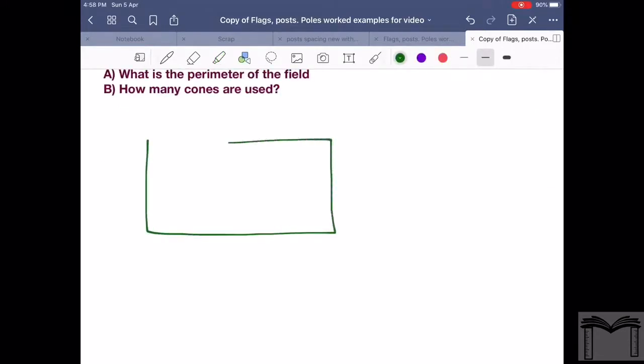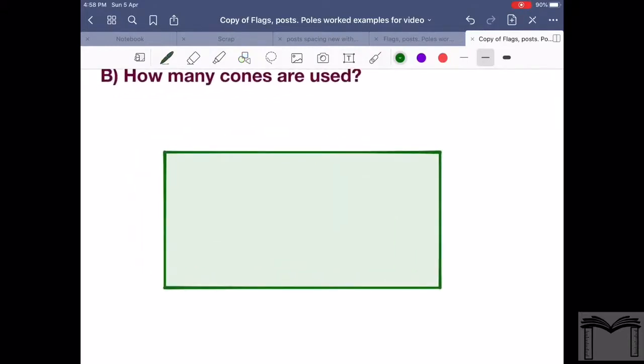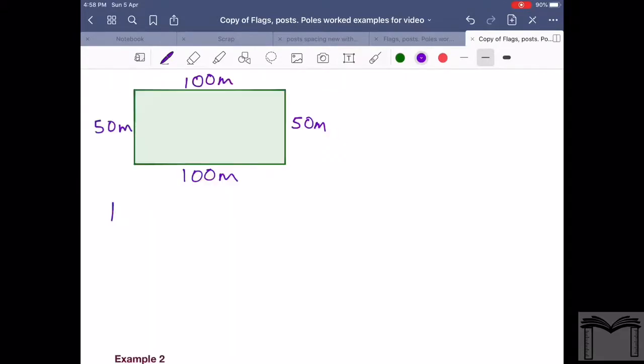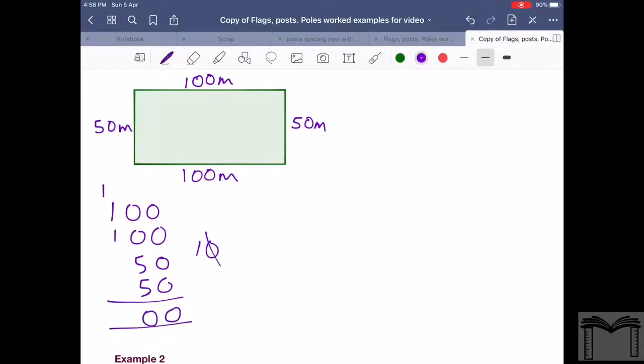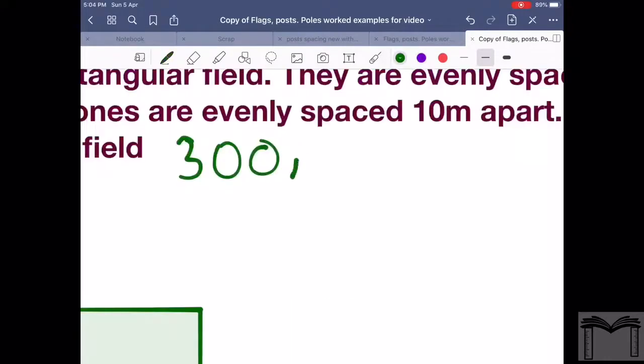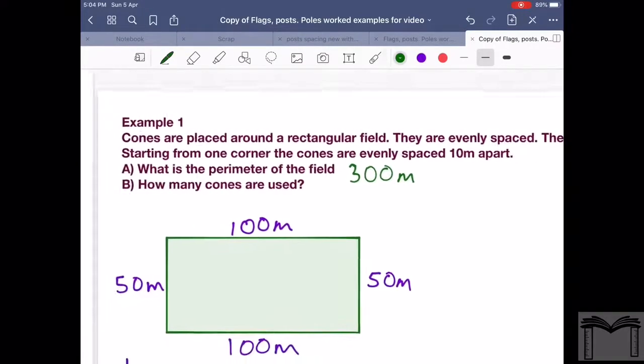So here is a quick illustration. We know that we have the length given to be 100 meters and the width to be 50 meters. So the perimeter will be 100 meters plus 100 meters plus 50 meters plus 50 meters. When we add this up, we will get 300 meters. For part A, the perimeter is 300 meters.